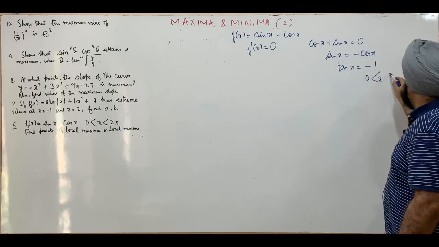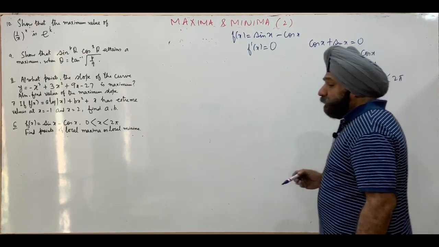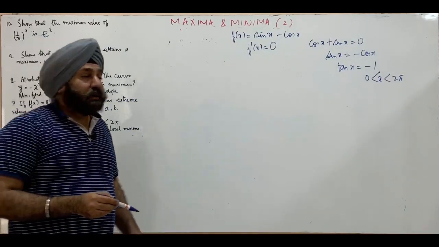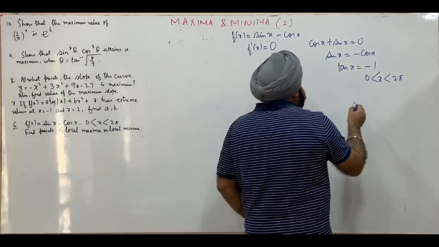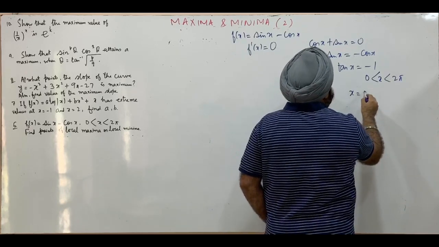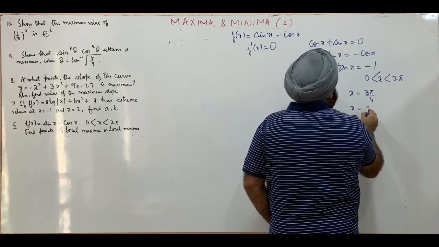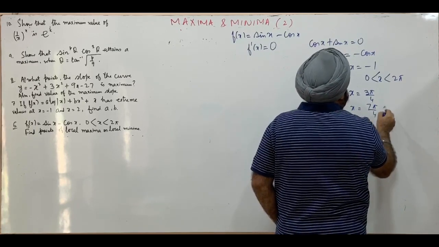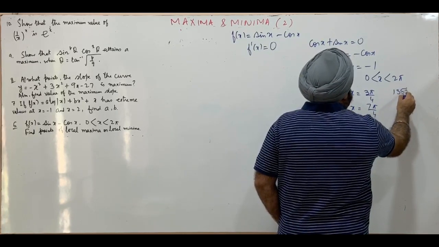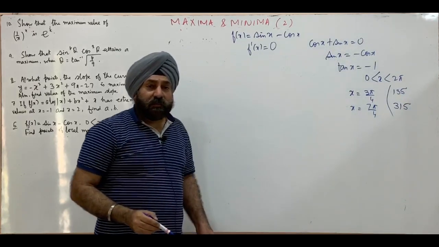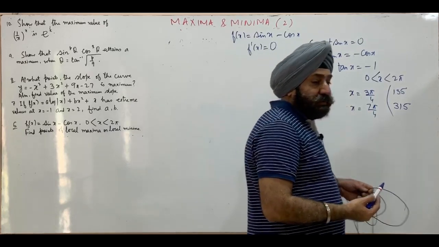And this is the range of values of x: 0 less than x less than 2 pi. Tan of x is negative in the second quadrant and in the fourth quadrant. So in the second quadrant, this is 3 pi by 4, and in the fourth quadrant it will be 7 pi by 4. This is 135 degrees and this is 315 degrees. So two critical points where the first order derivative is equal to 0.